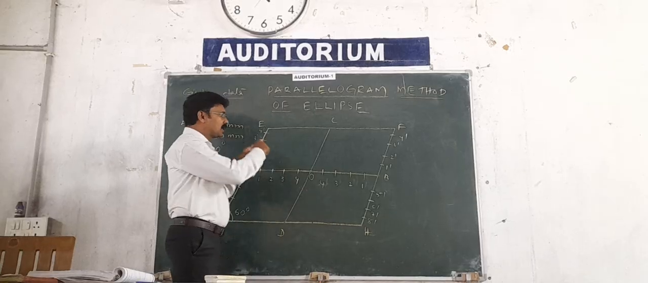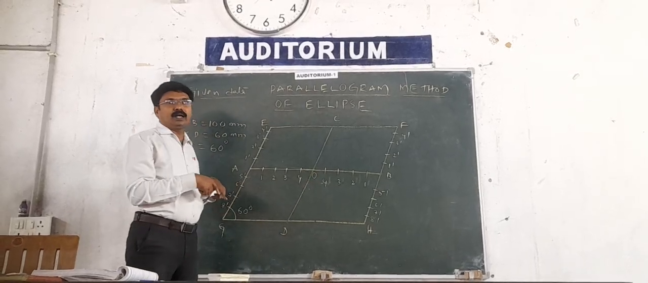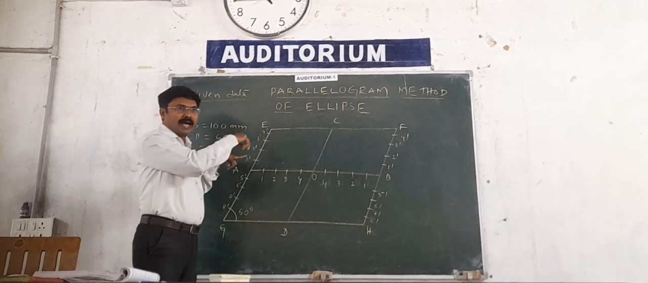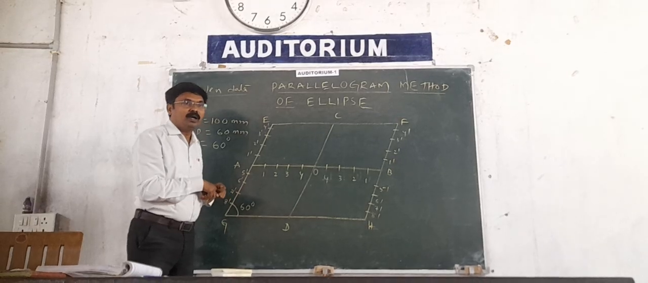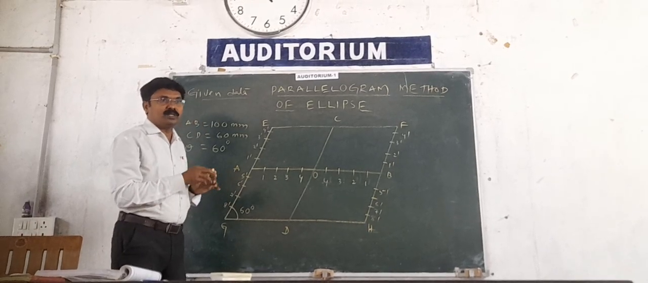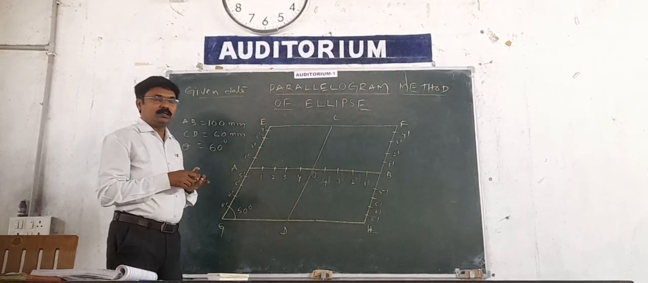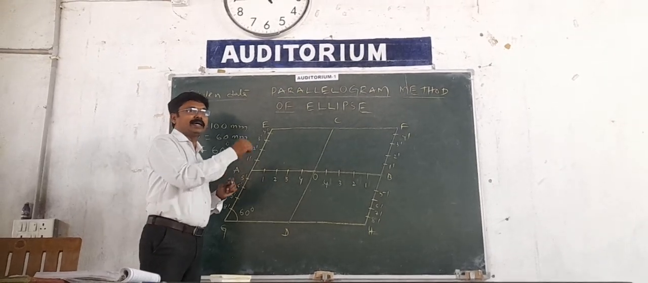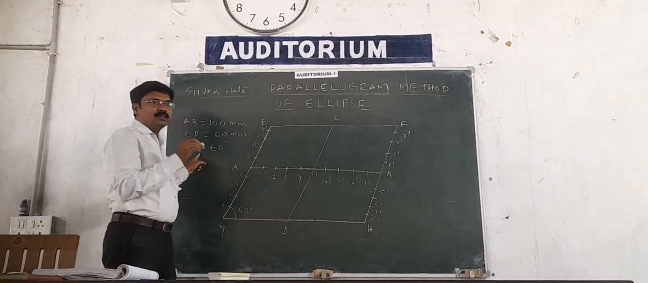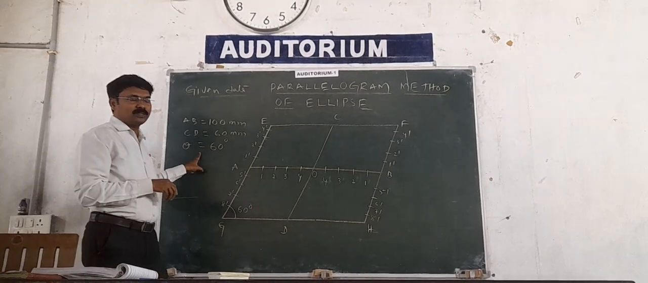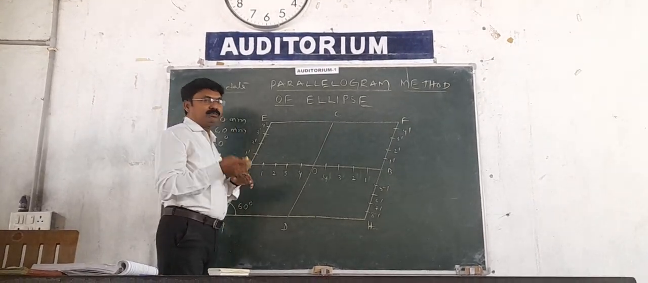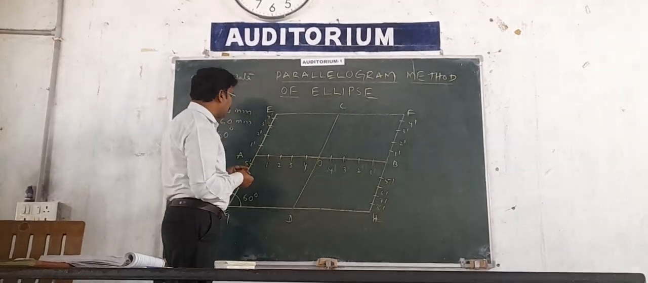Now the complete enclosed parallelogram is formed. In the previous case, a rectangle was formed. It is also a rectangle but inclined at 60 degrees. The procedure is the same as the previous one.